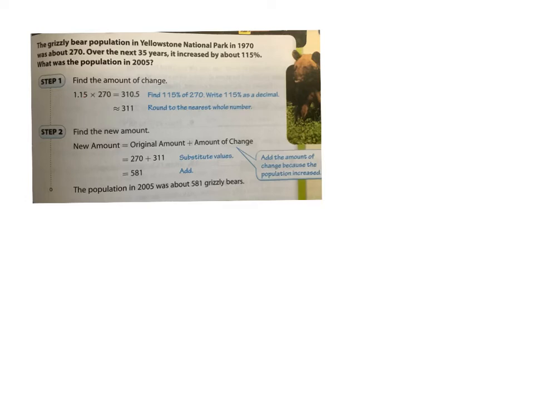You know what? Let's follow my steps. What was the population in 2005? We need to follow the steps. Read it, underline the question, circle the information. So in 1970, it was 270 population of grizzly bears. That's my original amount, 270.